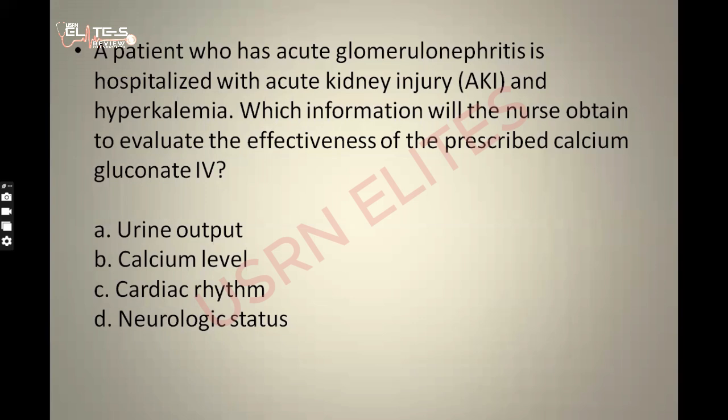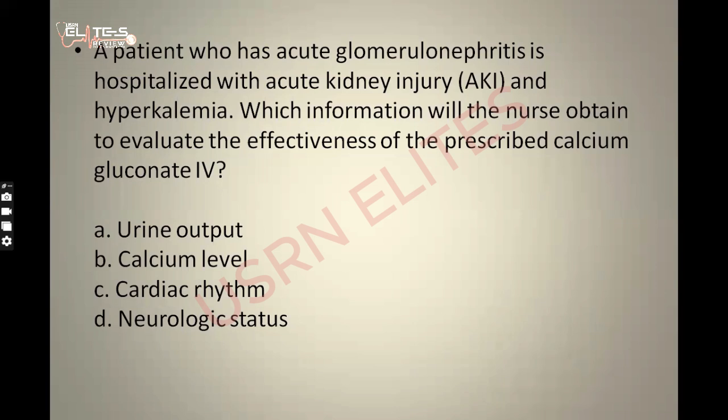Which information will the nurse obtain to evaluate the effectiveness of the prescribed calcium gluconate? So the option will be C, the cardiac rhythm. Okay. Can you explain why?